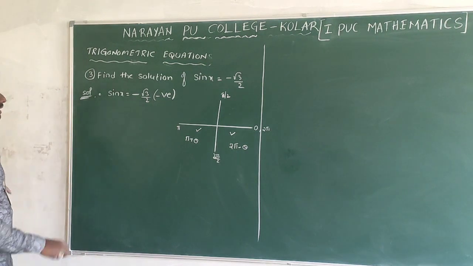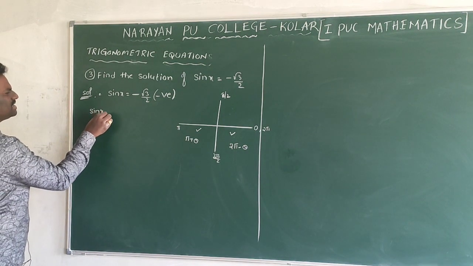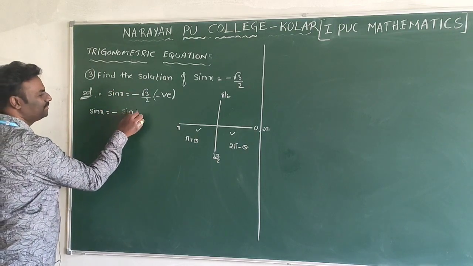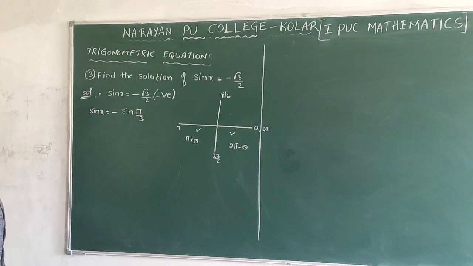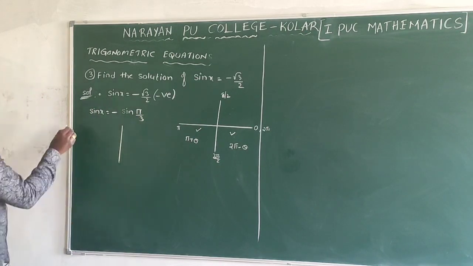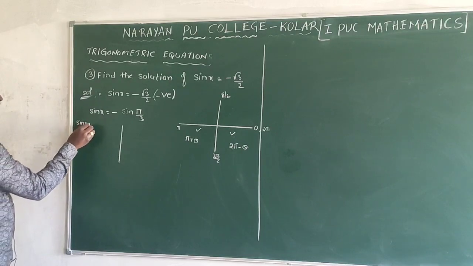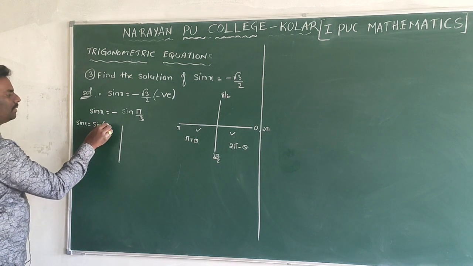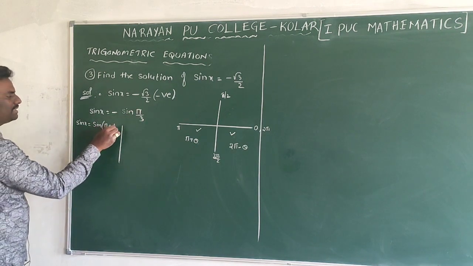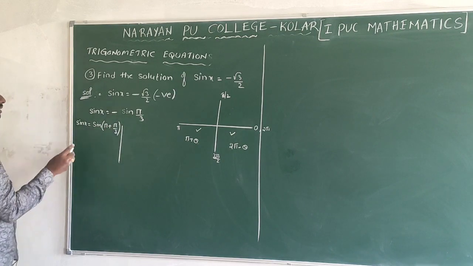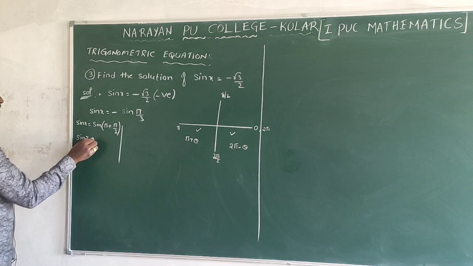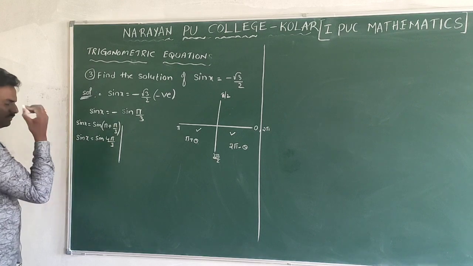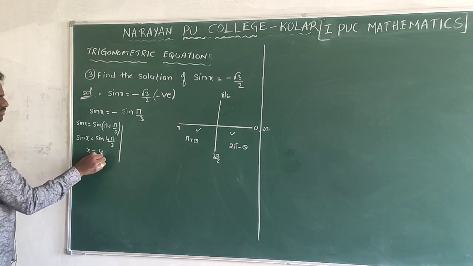Okay. Now it can be written as sin x is equal to minus, when sin value is root 3 by 2 in the table, sin 60. Now you can write in two ways. Sin x is equal to sin of, first one is what? Pi plus theta. Pi plus theta is what? Pi by 3. Now sin x is equal to sin, if you simplify 3 pi plus pi, that is nothing but 4 pi by 3. Then x is equal to 4 pi by 3.